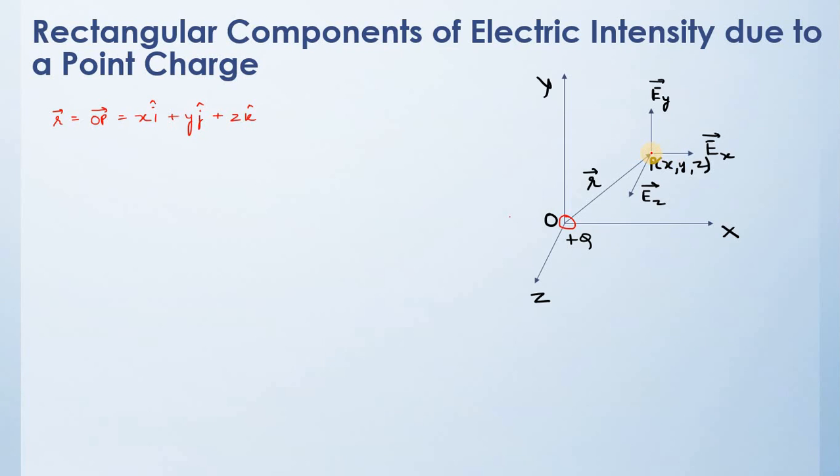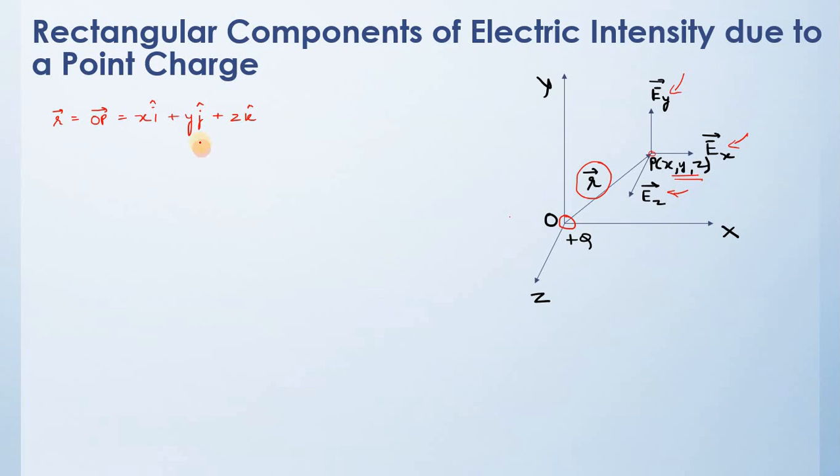Now I have considered point P in the Cartesian plane having coordinates x, y, z. That means because intensity is a vector quantity, there will be three different values of intensity in all three directions. Along the x-axis it has been taken as Ex, along y as Ey, and along the z-axis as Ez vector. I have considered the position vector of the test charge with respect to the source charge as r vector, which is given by OP vector as xi plus yj plus zk.